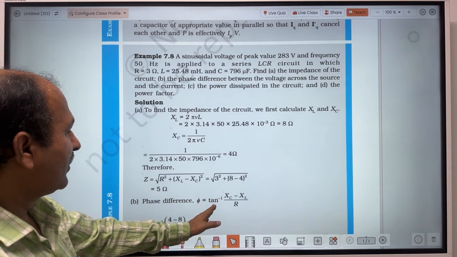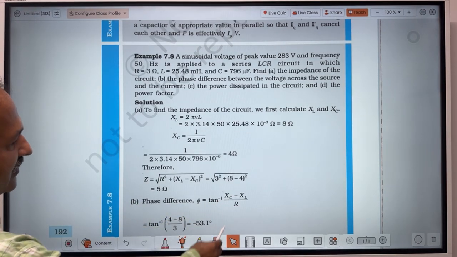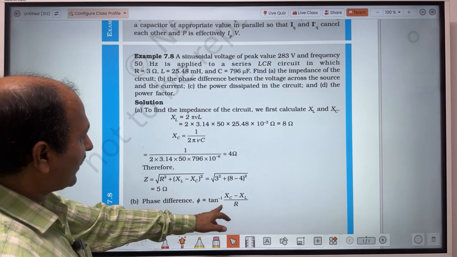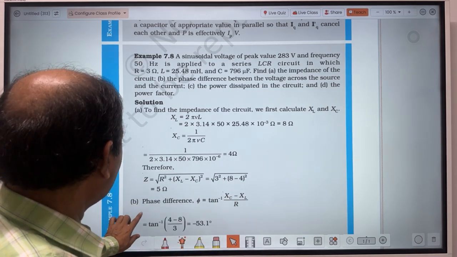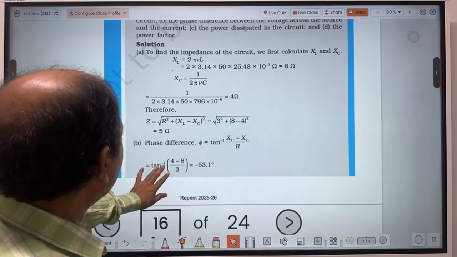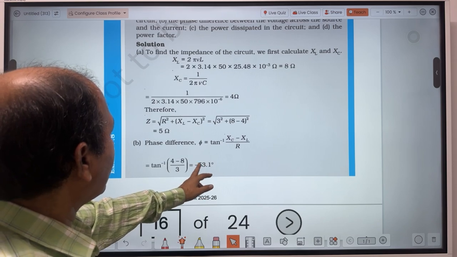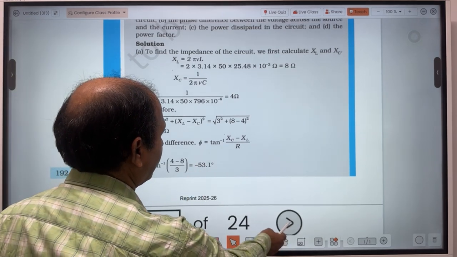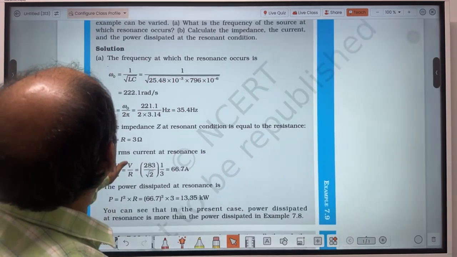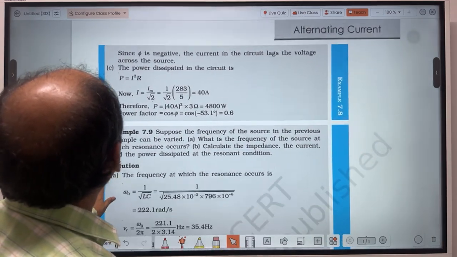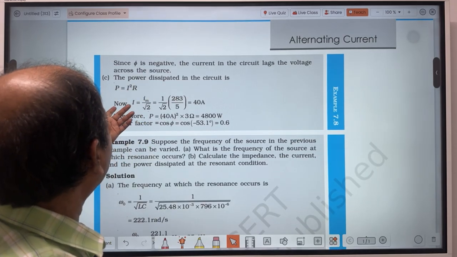As you know very well, phi equals tan inverse of (XC minus XL) divided by R, because of the formula tan phi equal to (XC minus XL) divided by R. It can be opposite also, XL minus XC or XC minus XL, that depends. So here tan inverse of (4 minus 8) divided by 3 comes out to be minus 53.1 degree. Then phi is negative, so the current in the circuit lags the voltage across the source.